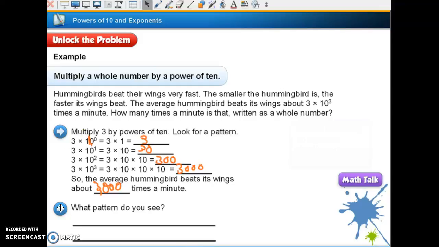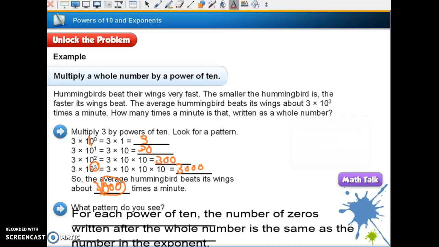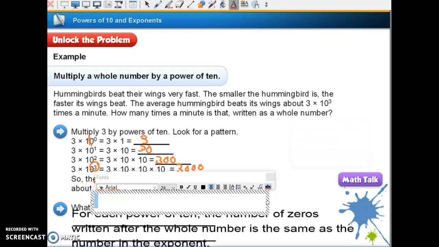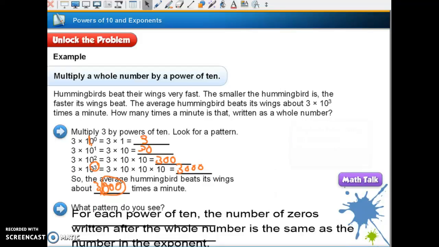So notice when we got down here, we had a 3 in our exponent, and how many zeros do we have here? 3. Okay, in words that means for each power of 10 in our exponent, the number of zeros written after the whole number, the whole number in this case is a 3, is the same as the number in the exponent, which you can see right here.